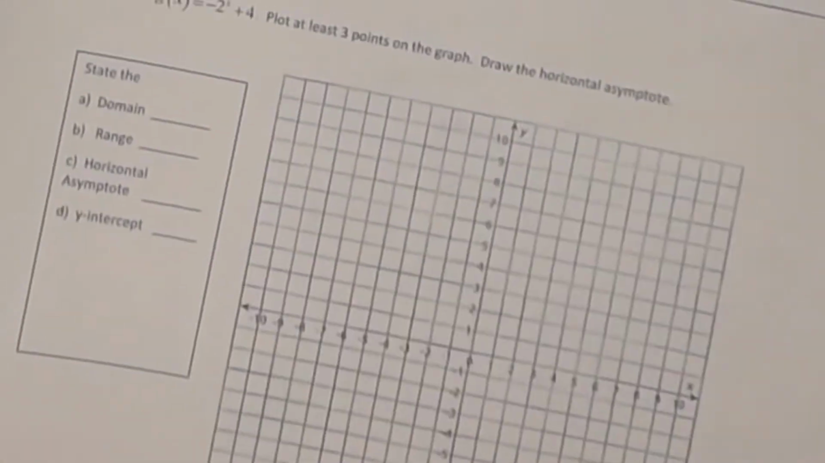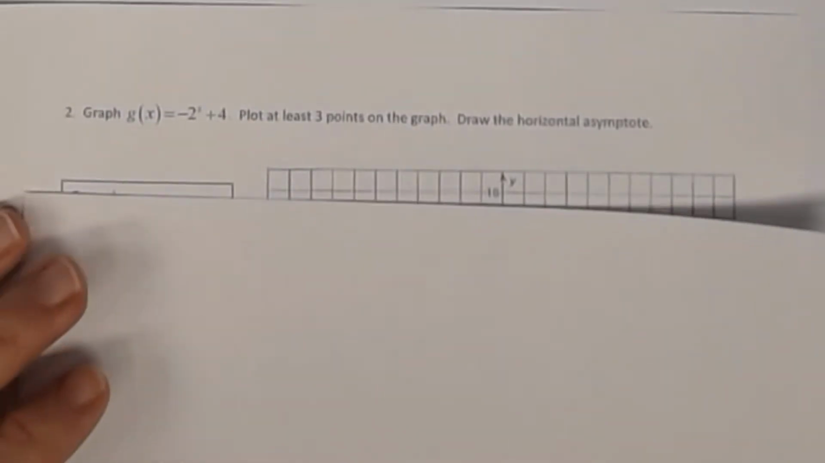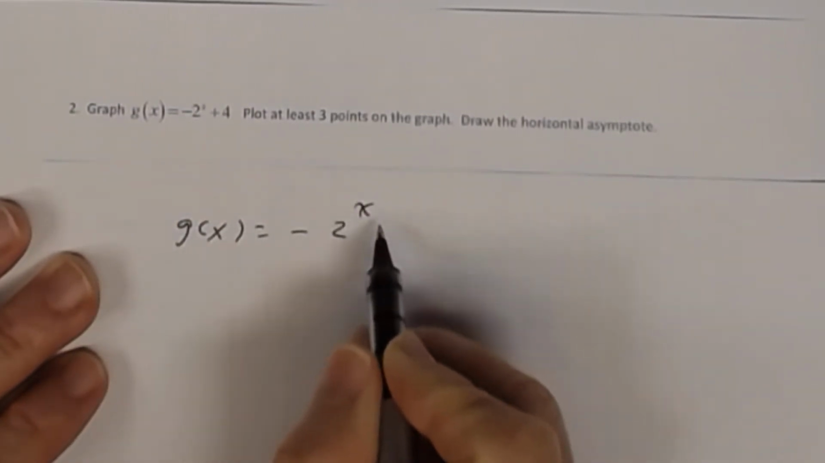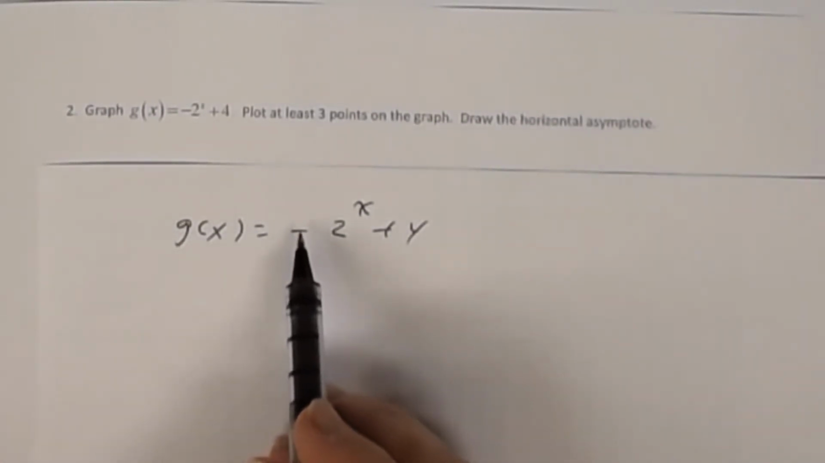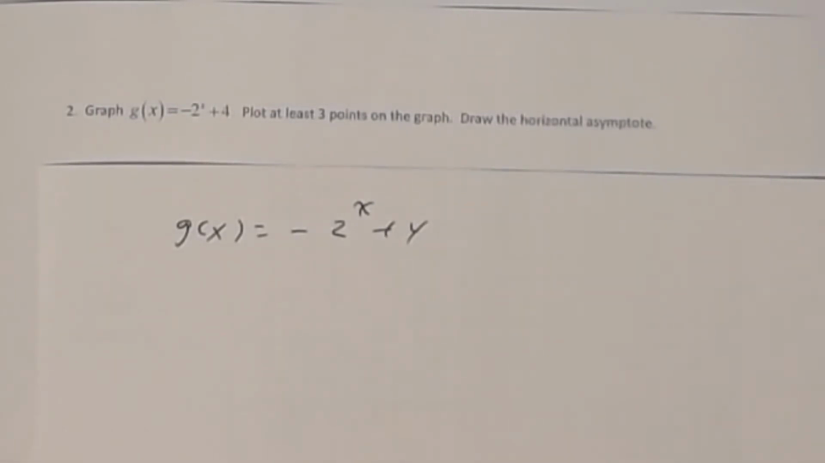Okay, so let's do number 2. In number 2, we have this function, and I'm going to go ahead and write it out. So our function here is g of x equals -2 to the x plus 4. Now remember, this negative out here is a reflection about the x-axis.